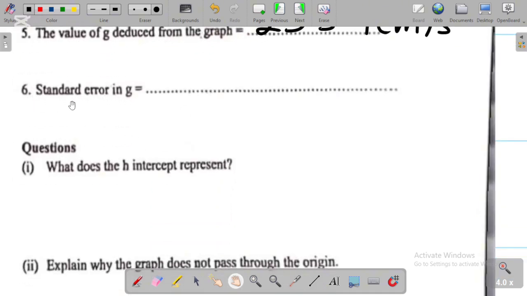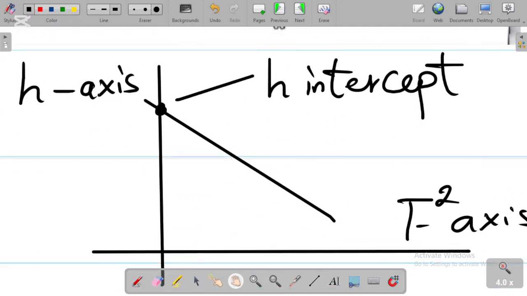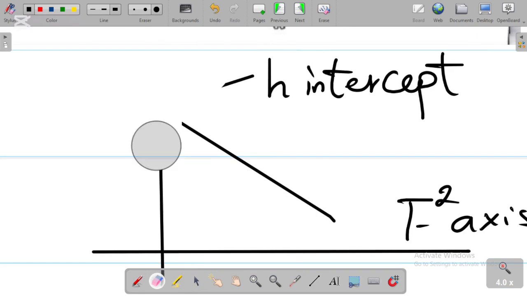Alright, let's look at the 6th question here. It says, find the standard error in G. Find the standard error in G. Let me erase this.